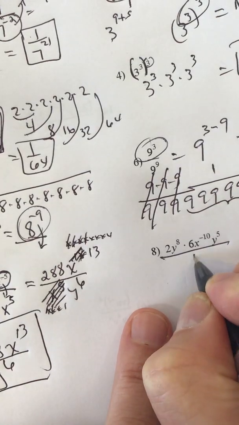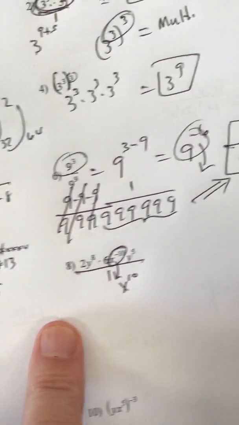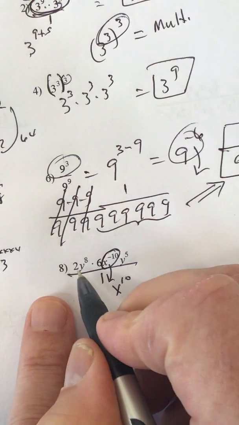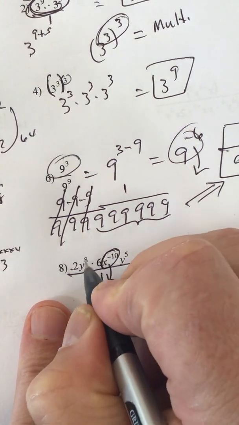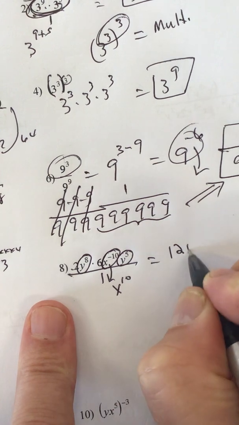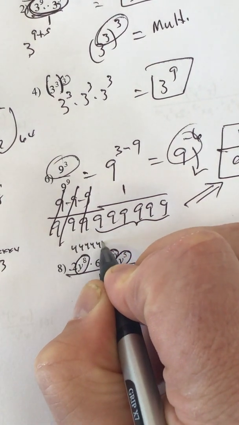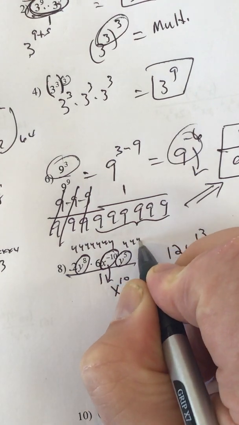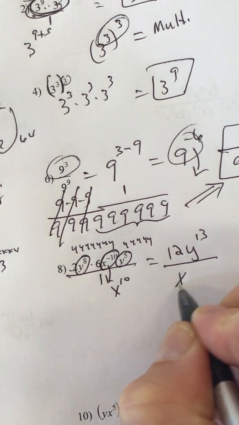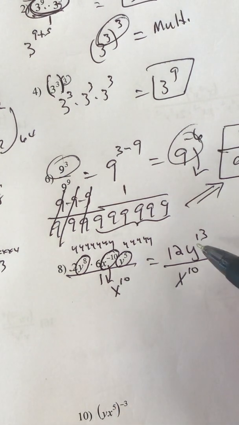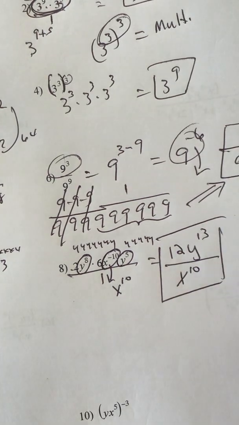So same thing here. Let's take a look at this one. The x10 comes to the bottom. So really the x10 is on the bottom. Okay, the numbers are 2 times 6. Then I've got y8 and y5 for y13. There's 8 of them there: 1, 2, 3, 4, 5, 6, 7, 8, and 5 more. That's where 13 comes from. And then we put the 10 x's on the bottom. Okay, now x's, so there's nothing there to simplify. That's the end.